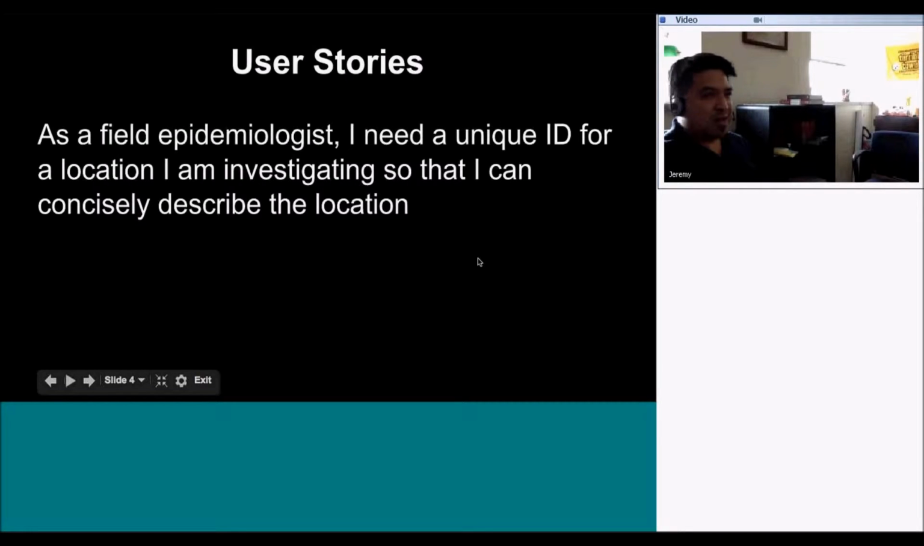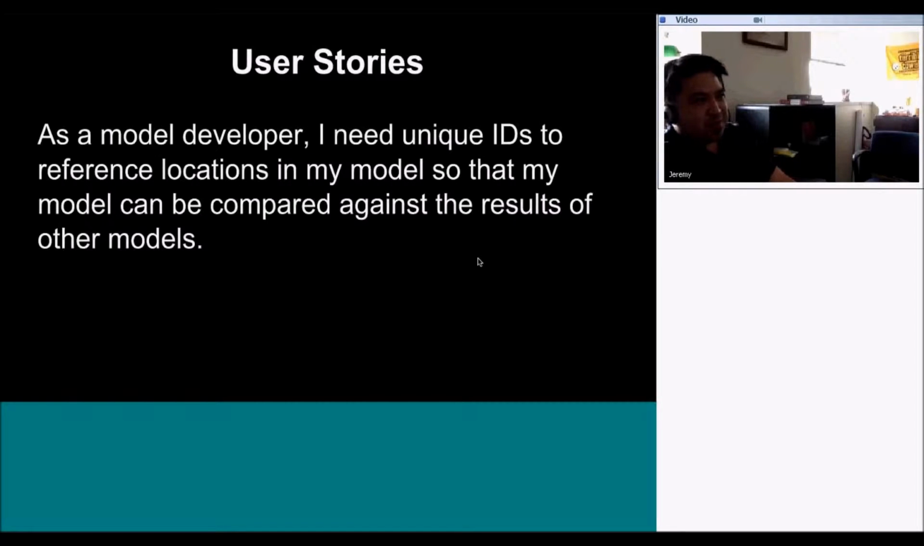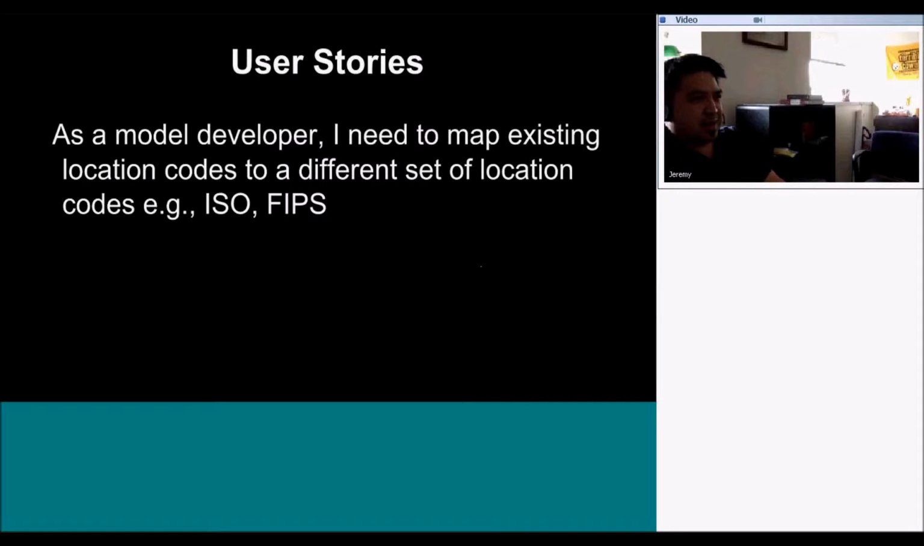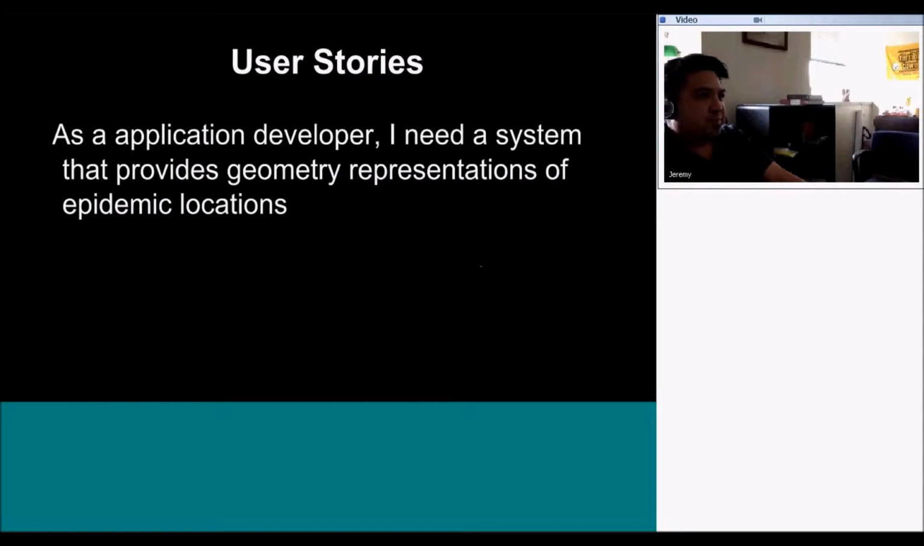We built the Apollo Location Service based on several user stories. As a field epidemiologist, I need a unique ID for a location I am investigating so that I can concisely describe the location. As a model developer, I need unique IDs to reference locations in my model so that my model can be compared against the results of other models. As a developer, I need to map existing location codes to a different set of location codes, like I mentioned, ISO and FIPS. Finally, as an application developer, I need a system that provides geometry representations of epidemic locations.